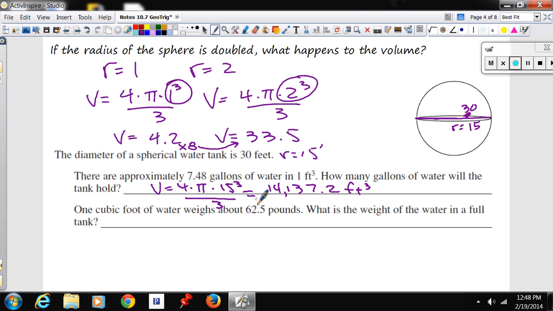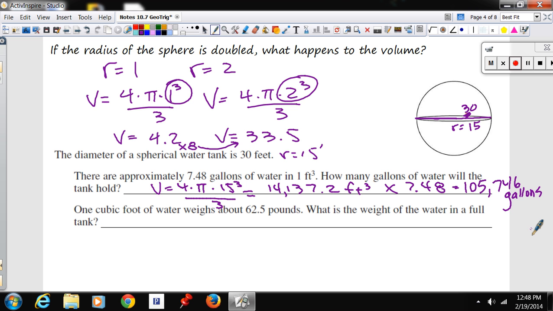Now, each one of these cubic feet can hold 7.48 gallons. Every single one of those 14,000 could hold 7.48 gallons. So how many gallons of water can go in that tank? What do I have to do? Divide. No, you're going to multiply. Each one does 7.48. Every single one of those does 7.48. You got to multiply that by 7.48. You're going to get 105,746 gallons. That's how many gallons would fit in that tank.